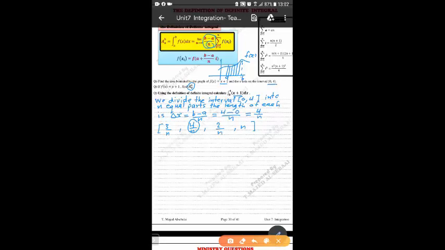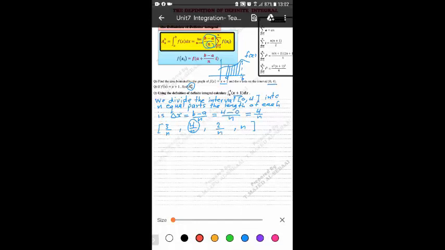By using this rule. (b minus a) over n is the length of each part. Okay? How many parts would I divide my interval into? N parts. What is the number of the parts? It is n. Is that clear for you?